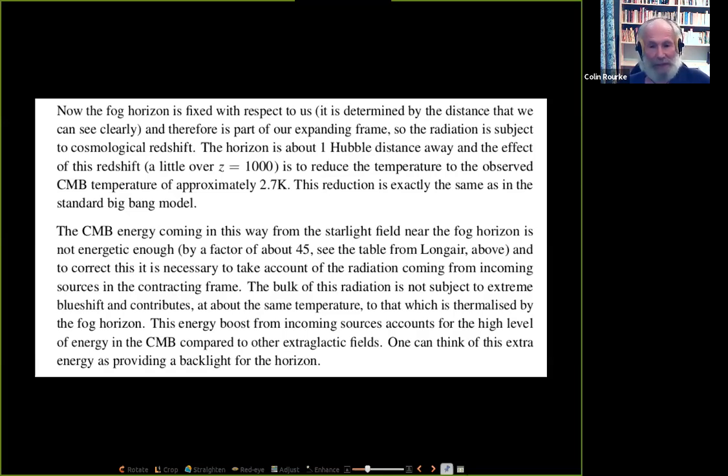Maybe somebody's keen to do it for me. Anyway, what you've got is this stuff that's coming over the horizon in the contracting frame, backlighting our dark horizon and making the CMB a nice strong field. So that's the cosmic microwave background.